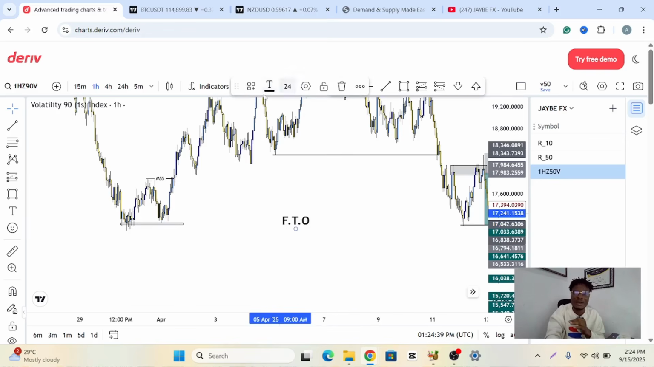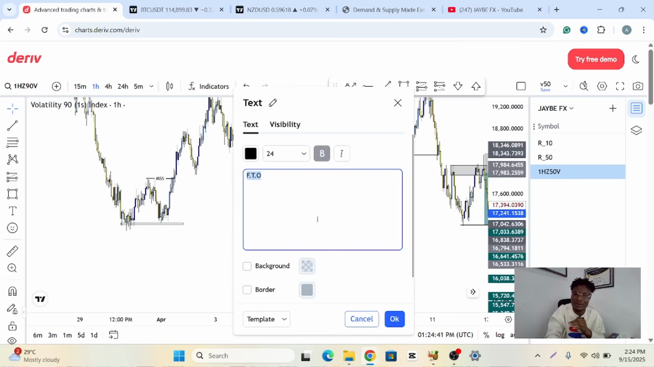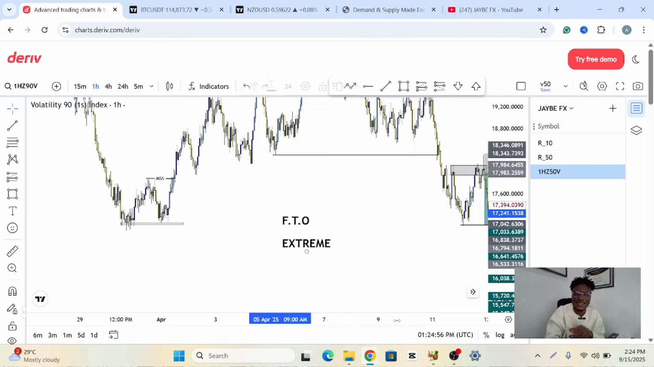Now, let me give you another criteria for you to know the valid supply zones you use. I'm going to be sketching it out for you to see. You use the law of extreme. So it has to be first touch only. It has to be extreme.